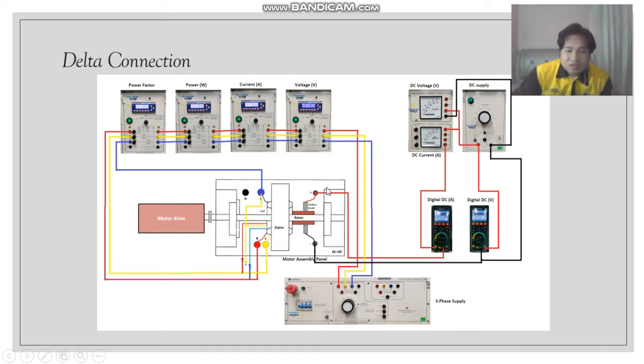Next is our DC part, which is connected to our rotor. Our DC supply here will be connected to our analog multimeter and also our digital multimeter, parallel for the voltage and series for the current, and then it will be connected to our carbon brush, and our carbon brush will transmit the electrical energy to our rotor. So here will be connected to positive, and this terminal will be connected to negative. So that is all for the connection for our three-phase synchronous motor for delta connection.